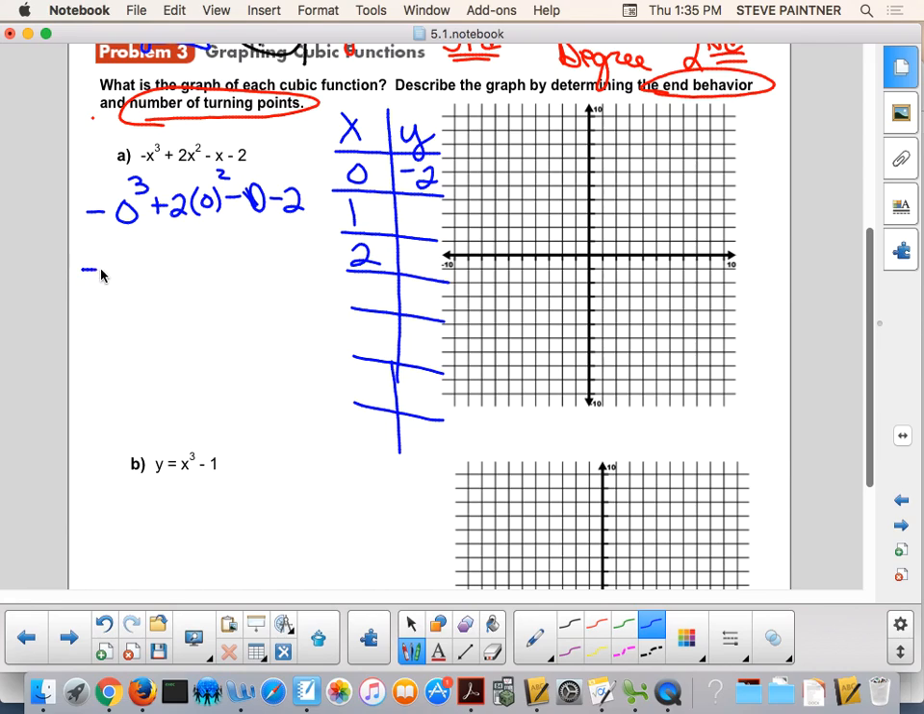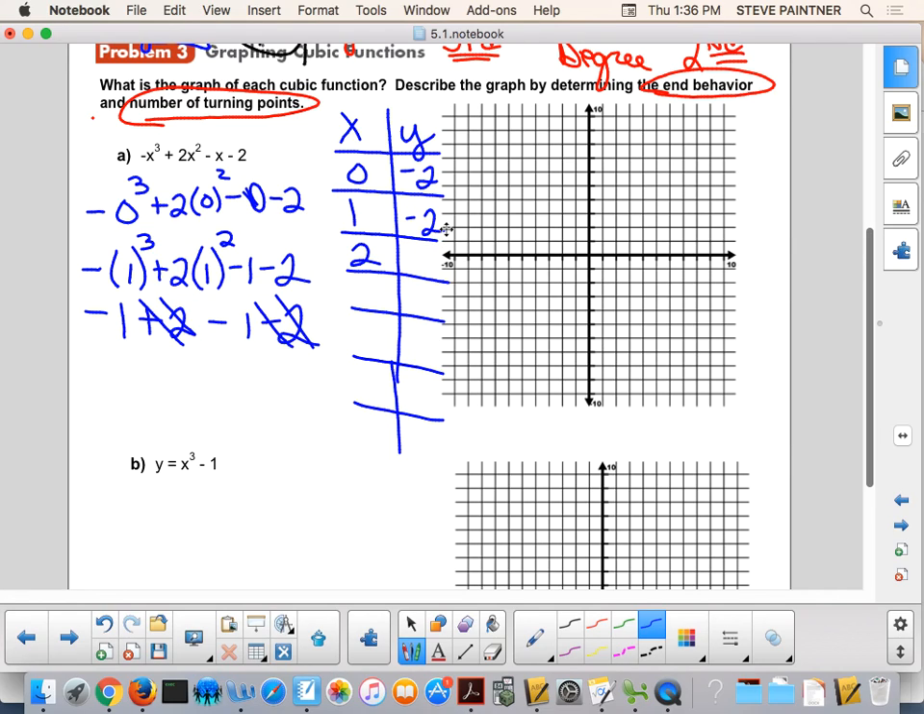Let's do 1. Let's do this together. 1 times 1 times 1 is 1, with a negative in front, negative 1. 1 times 1 is 1, 1 times 2 is 2. Minus 1 minus 2. Okay, the 2's cancel. What's the answer? Negative 1, negative 2, so negative 2. So you got 0, negative 2.